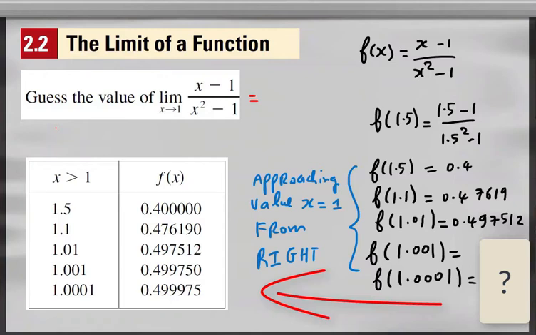Using a calculator, Oliver computed a few values of f of x with 6 decimal places as x approaches 1 from the right. On the basis of these values, we can also guess that the limit is 0.5.